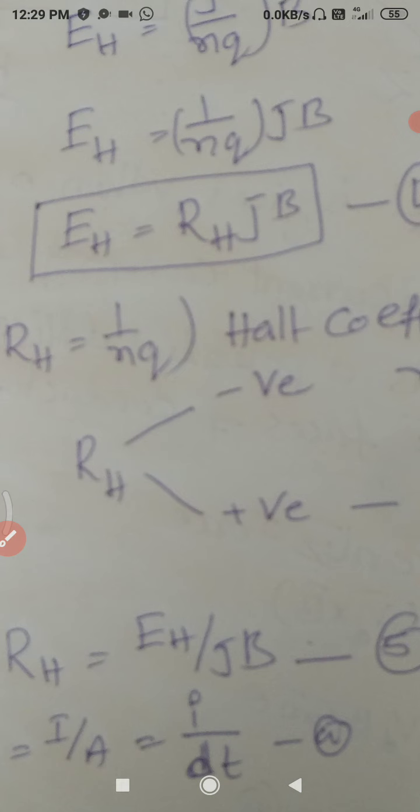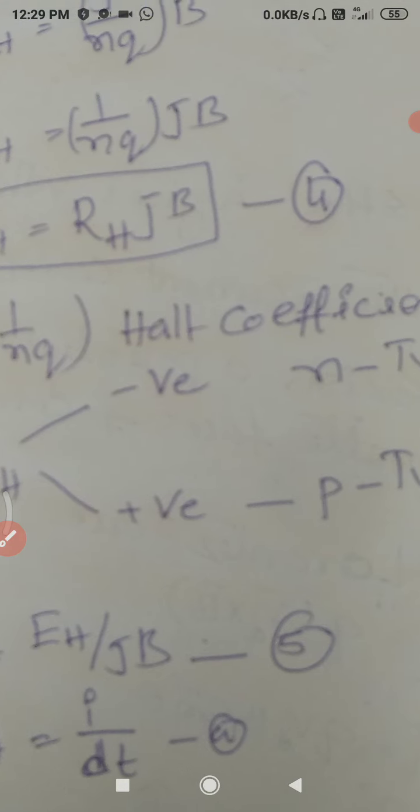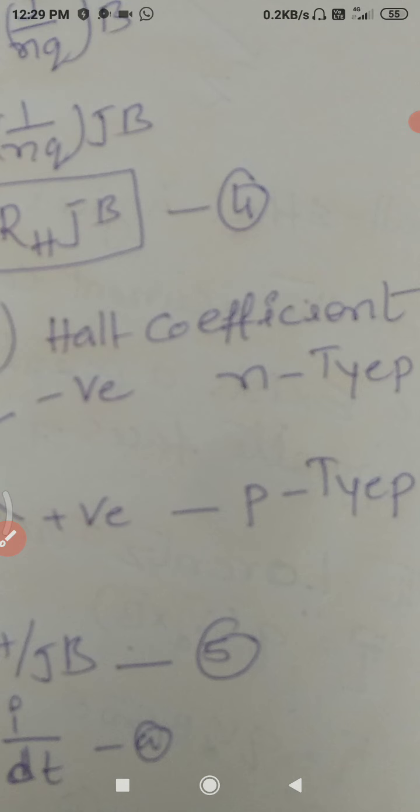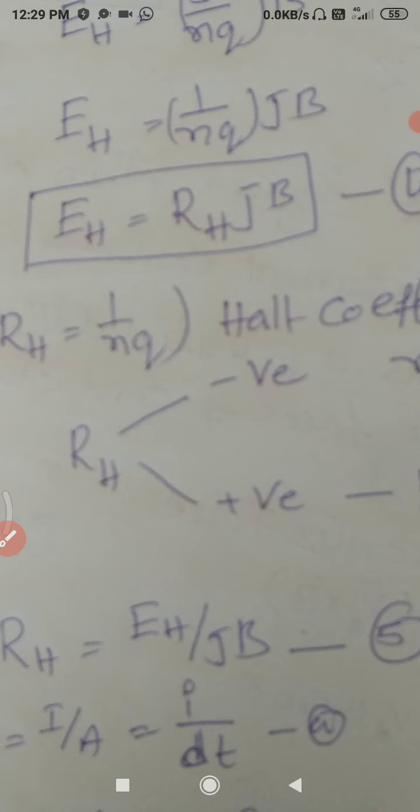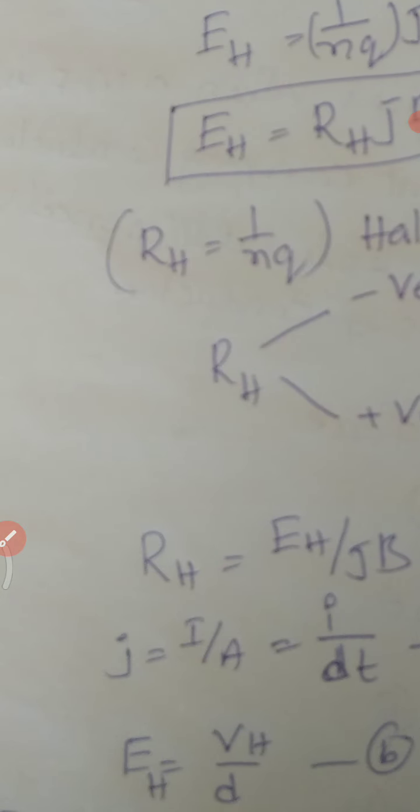It gives the nature of the solids in semiconductors. If the value is negative, it is an N-type semiconductor. If the value is positive, it is a P-type semiconductor. How can we differentiate? If the RH value is negative, the majority carriers in the substance are electrons. If the RH value is positive, the majority carriers are holes. That's why we can measure it, and whether it is a positive-type or negative-type semiconductor is easily identified.